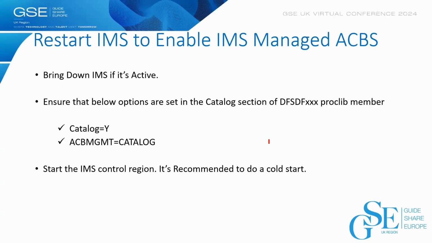Okay, so I think we have covered all the steps which are required for migrating to the managed ACBs. By now, our catalog is created, it's defined to the IMS, it's populated, the IMS directory data sets are created and loaded. And now we are ready to activate the managed ACBs in the IMS.